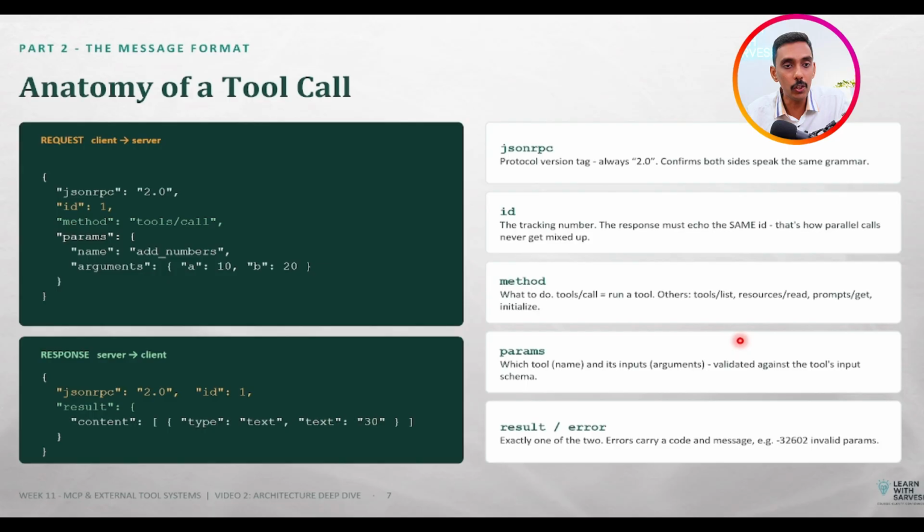An often asked question: can a tool return an image or a file? Yes. The content is a list of typed blocks: text, image, or embedded resource. That's exactly why it's a list, not a plain string.